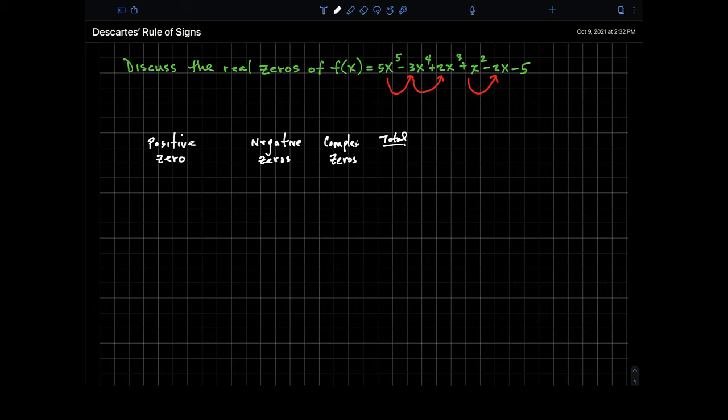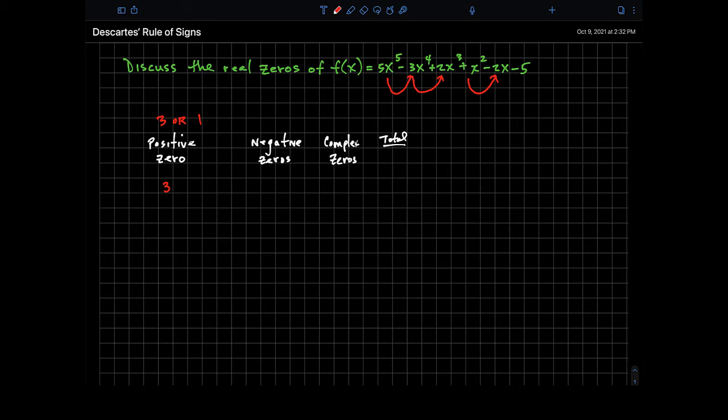So for the first one, we've already found out that there can be 3 positive zeros. But to clarify it a little better, it's not just 3. It's possible that it can be 3, or it is less than the number of sign changes by an even number. Say the next even number would be 2. So if you do 3 minus 2, that would be 1. So the possible positive zeros are 3 or 1.